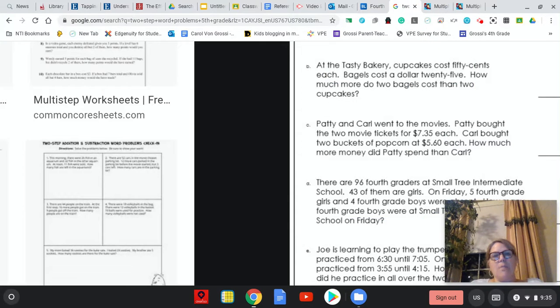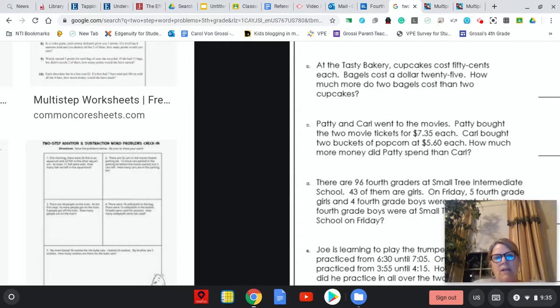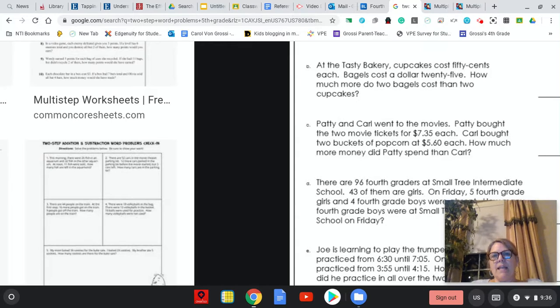Okay, so these word problems are a little more complex because they've got 2 steps to them, but these are also ones where you can write equations to help you solve it out, starting with a picture and then solving the math. Okay, so let's look at this one. At the Tasty Bakery, cupcakes cost 50 cents each. Bagels cost $1.25. How much more do 2 bagels cost than 2 cupcakes?